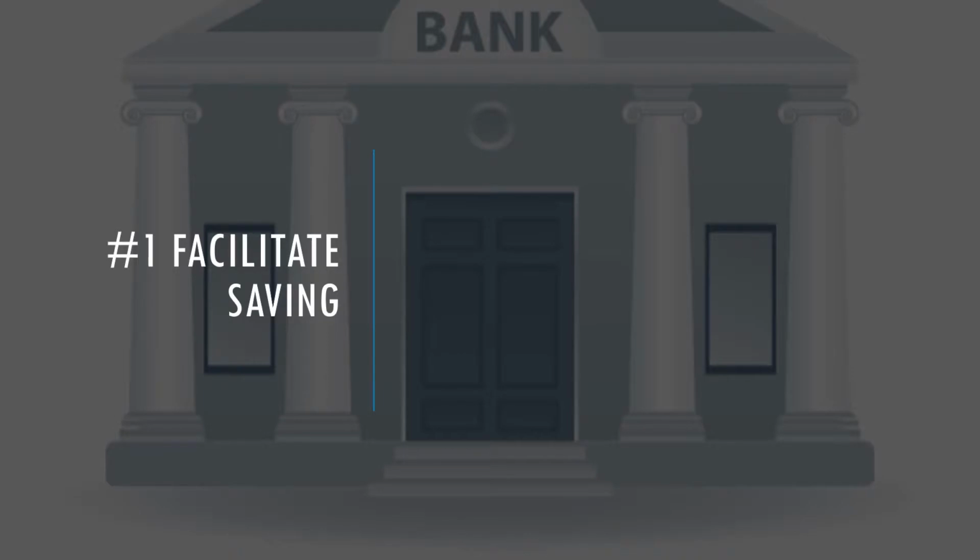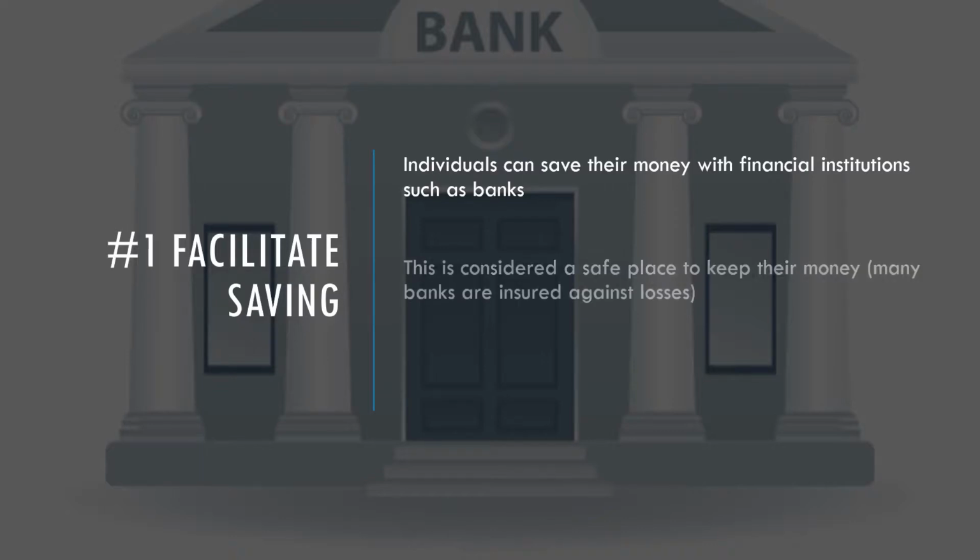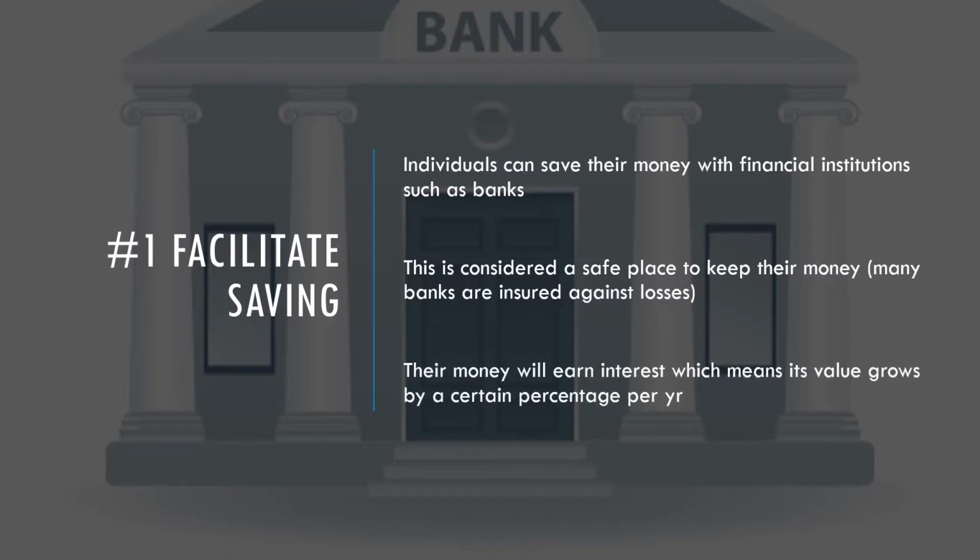So let's make some notes about number 1, facilitate saving. Individuals can save their money with financial institutions such as banks. It's considered a safe place to keep their money. For example, many banks are insured against losses, losing people's money, or making bad loans. Importantly, your money earns interest, which means it grows in value by a certain percentage.